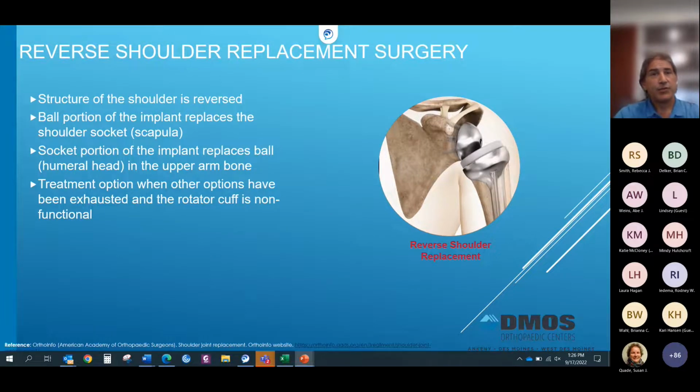Then we're going to be talking about this as well, reverse shoulder replacement. It's similar to a metal and plastic ball and socket joint, but the ball and the socket are reversed.